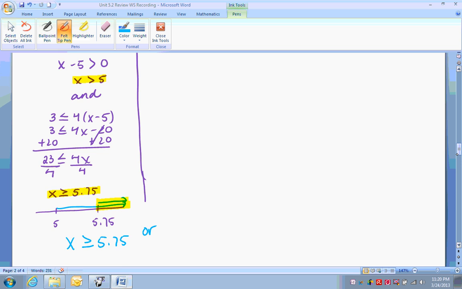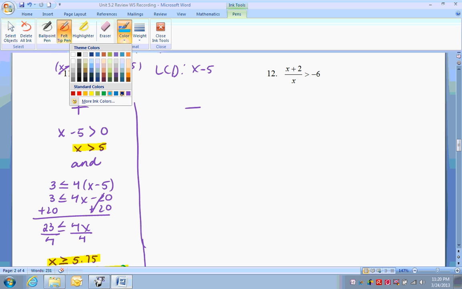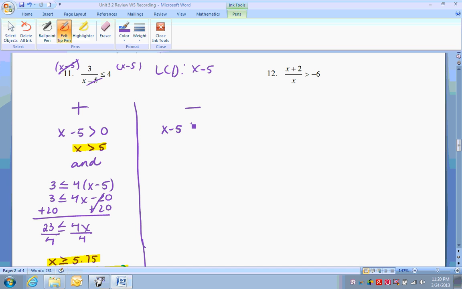So now let's look at when the LCD is negative. That means that x minus 5 is less than 0, which means x is less than 5. That's the first bit of information on this side. And when we solve, remember, when we're multiplying by x minus 5 on both sides, this time it is negative. So the sign changes. So we're left with 3 on the left-hand side. The sign flips to be greater than or equal to, and then we have 4 times x minus 5. So 3 is greater than 4x minus 20.